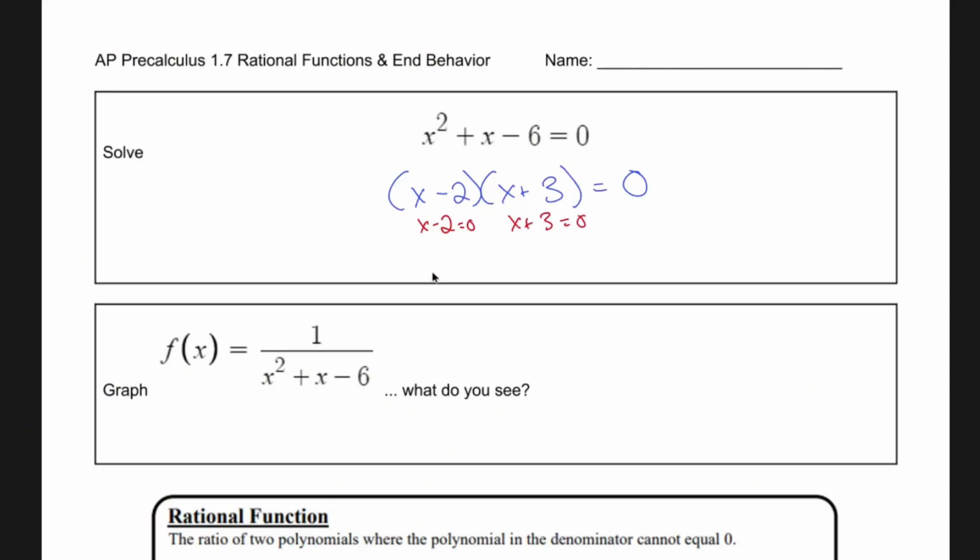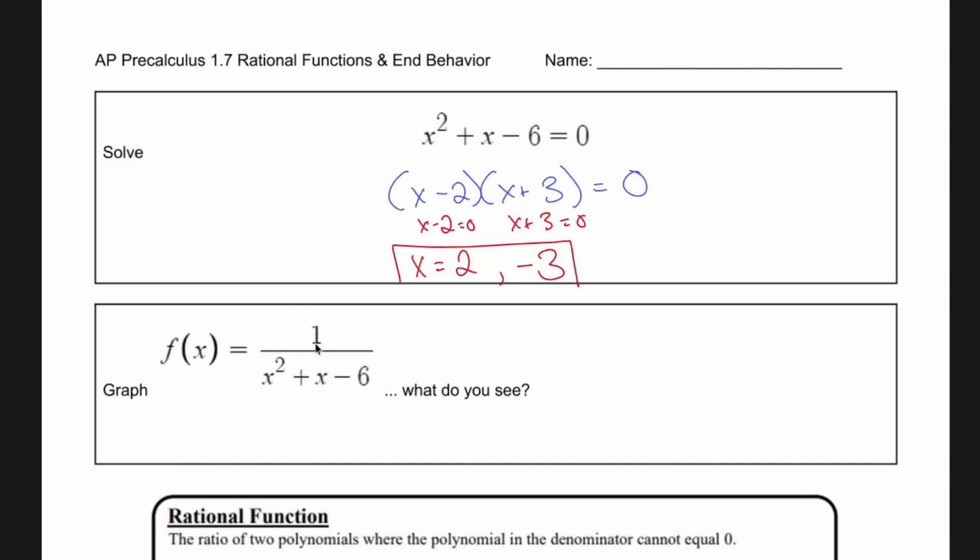And you're like, oh, all I have to do is add 2. So x equals 2 is one solution. And all I have to do is subtract 3. x equals -3 is a solution. And there you have it. So x equals 2 and x equals -3.